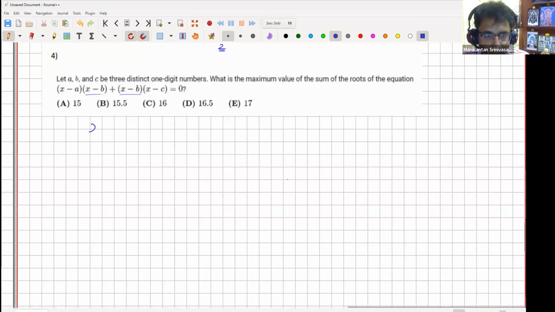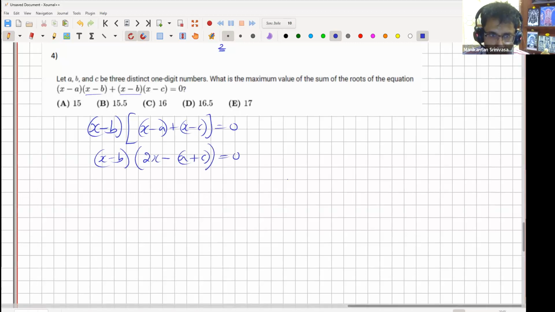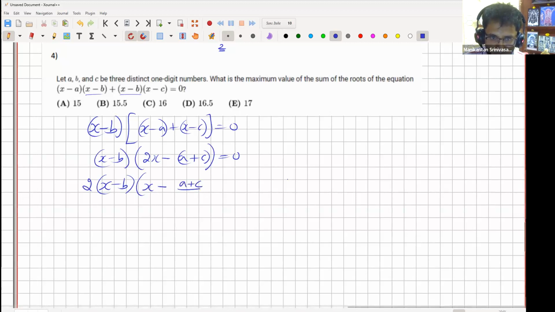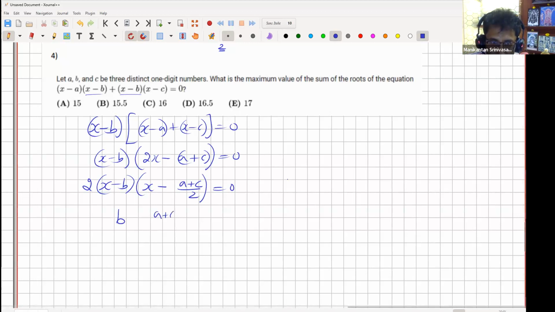Okay, all right, so let's do this. x minus b can come outside. So it's (x minus b) times (x minus a plus x minus c) equal to 0. So it's (x minus b) times (2x minus a plus c) equal to 0. So what are the roots of this? It's always better to write as x minus something, so I'll take the 2 outside and write it as (x minus (a plus c) by 2) equal to 0. So the two roots are b on one hand and (a plus c) by 2 on the other hand.